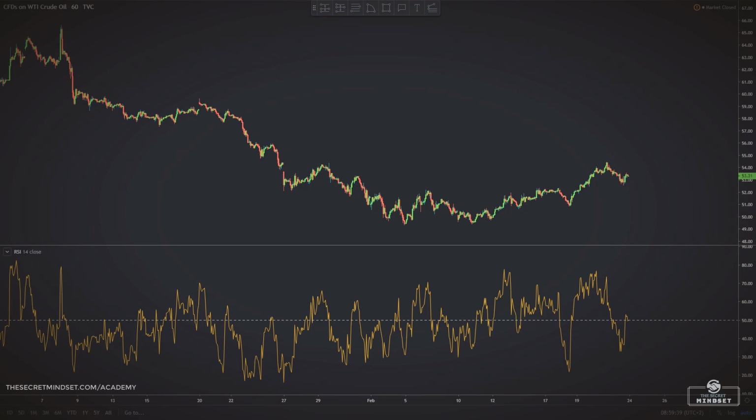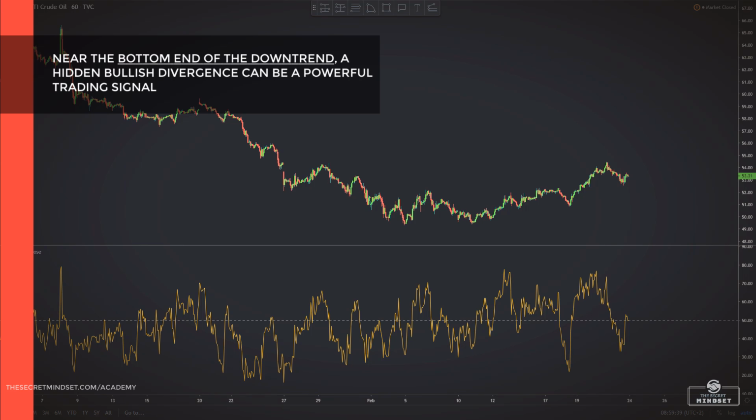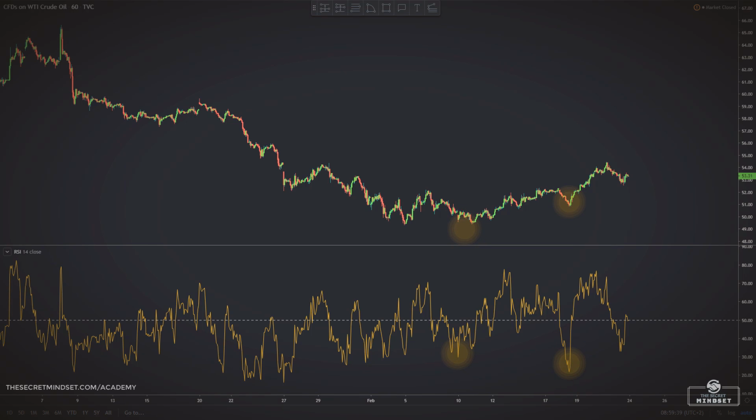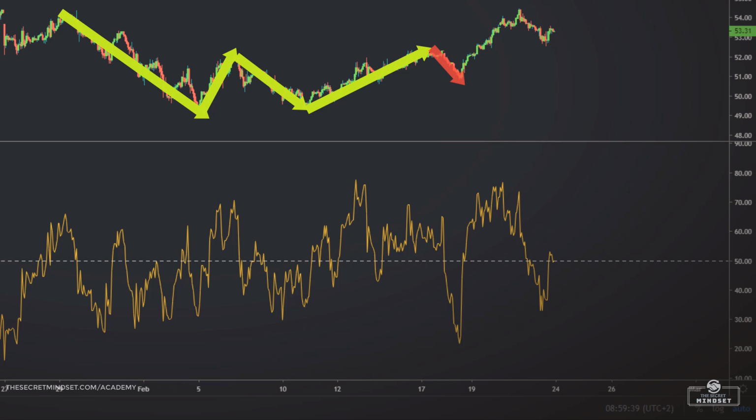Now, from my experience, the most ideal place where a hidden bullish divergence can occur is at the end of a downtrend. Near the bottom end of the downtrend, a hidden bullish divergence can be a powerful trading signal. In this example, we have the hidden bullish divergence that is formed near the bottom end of the downtrend. If you closely observe, what you first see is a minor correction in price. This leads to a higher low in price. At the same time, the relative strength index indicator forms a lower low. This divergence then leads to an uptrend.